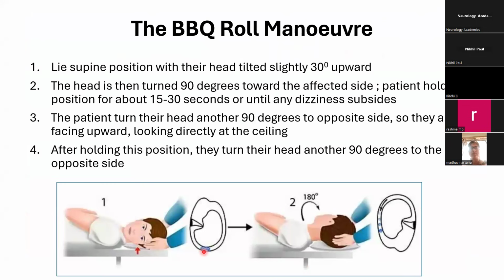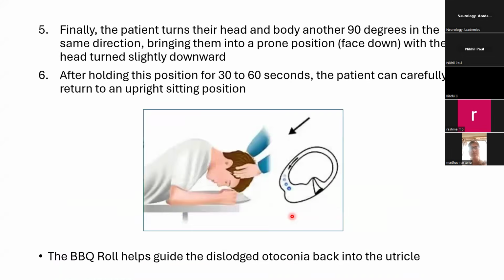So treatment of horizontal canal BPPV is easy. It is the barbecue roll maneuver. As shown in this picture, the head is kept supine and we use a pillow to raise it 30 degrees. Then the head is turned 90 degrees to the affected side, and we hold for 30 seconds. And we now look straight upwards for 30 seconds. And again, we look 90 degrees to the opposite side. I'll show a video. And after that, we make the patient lie prone with the hands in front of the patient, face down.